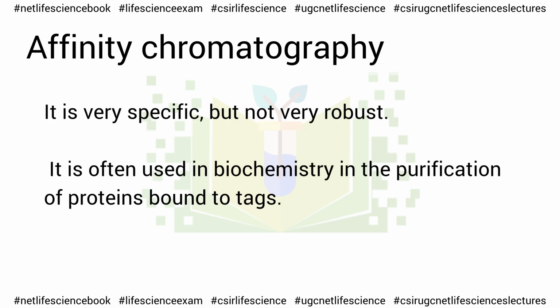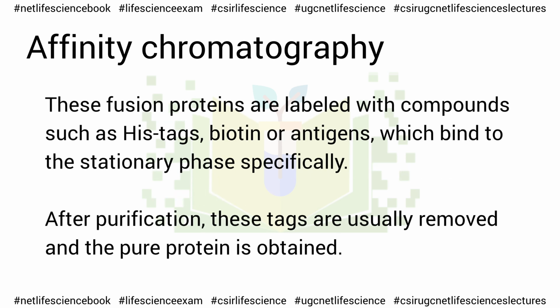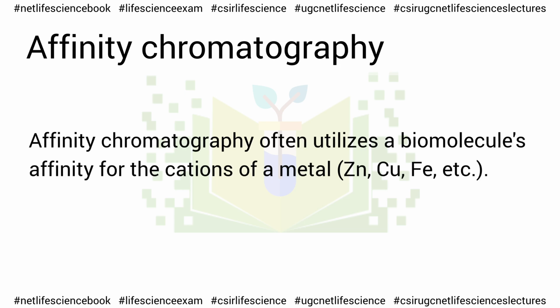It is often used in biochemistry in the purification of proteins bound to tags. These fusion proteins are labeled with compounds such as His tags, biotin or antigens, which bind to the stationary phase specifically. After purification, these tags are usually removed and the pure protein is obtained. Affinity chromatography often utilizes a biomolecule's affinity for the cations of a metal.